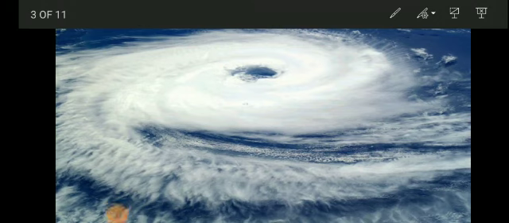Now let us see what is a cyclone. Cyclones may be caused due to wind traveling at high speed due to difference in air pressure.